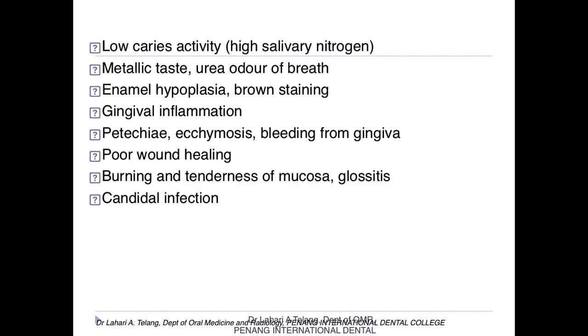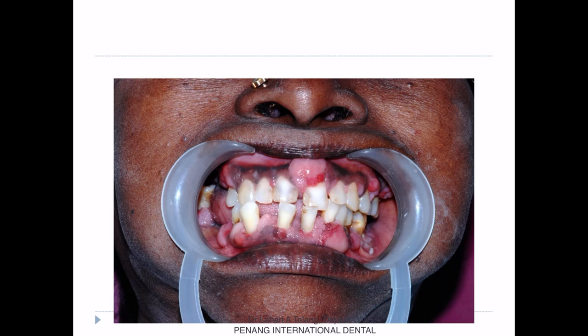Metallic taste, urea odor of breath, enamel hypoplasia, brown staining, gingival inflammation, petechiae and ecchymosis, and bleeding from gingiva. Obviously, your renal function is not functioning properly, so there could be alterations with the bleeding functions also, and poor wound healing, burning and tenderness of mucosa, glossitis, and candidal infection. Of course, Candida will always be there when you're having an opportunity. This is a case from our clinic which shows you excessive gingival enlargement, not uniform, erythematous gingiva, and this is a patient who was receiving renal dialysis.